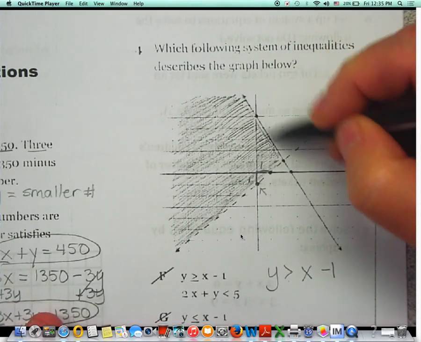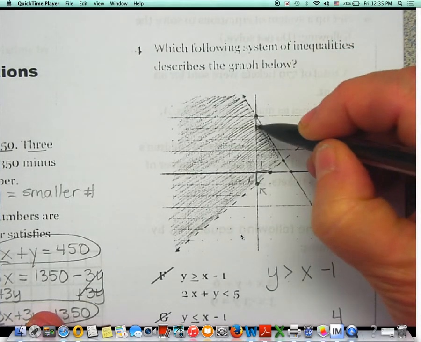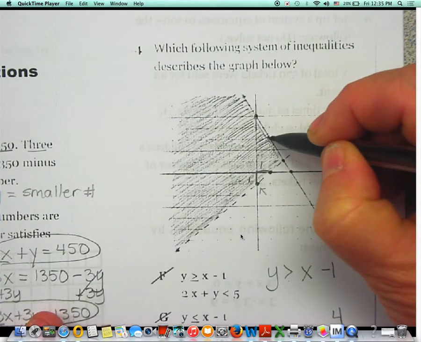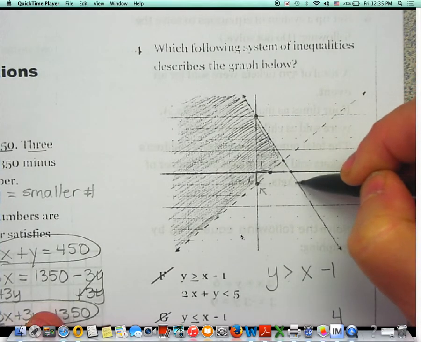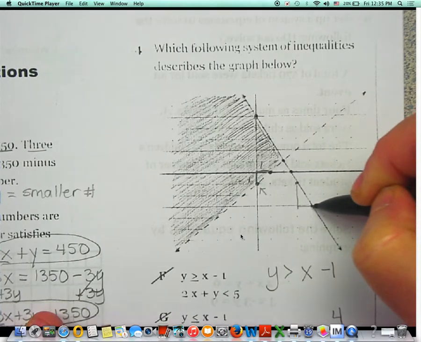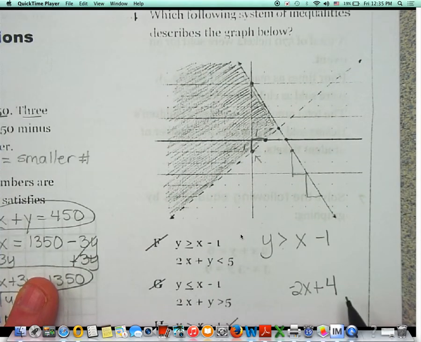Let's look at this line right here. It crosses at 4, and it goes down 2 over 1, it looks like. Let's pick another point here. Down 2 over 1, down 2 over 1, down 2 over 1. So that would be a -2 over 1, which is just -2x. We have -2x plus 4.